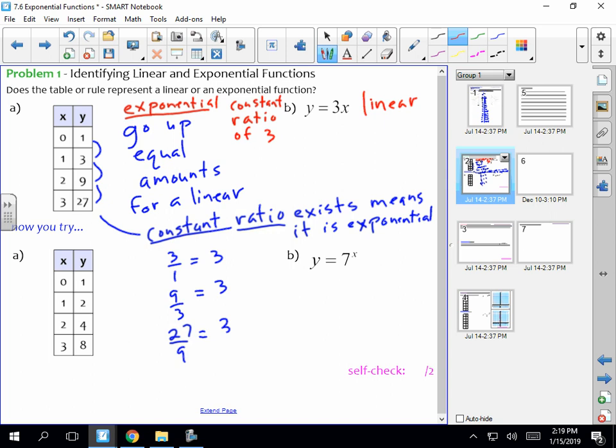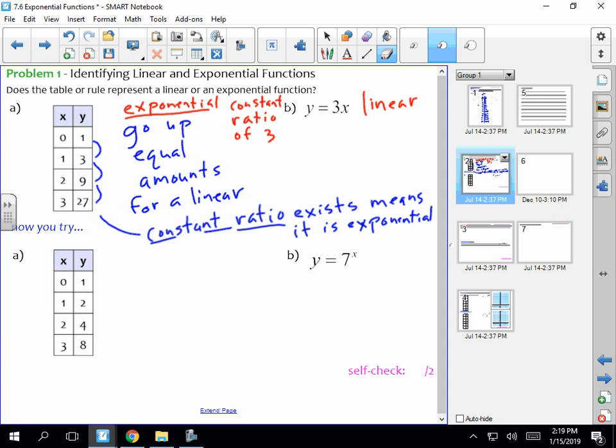What about down here with the table? That's exponential. Good, I did not trick you. I thought maybe I'd trick you with that one. It is definitely not linear because from here to here, that's a difference of 1, difference of 2, difference of 4. But if you look at it a little more carefully, it's a ratio of 2. 8 divided by 4 is 2, 4 divided by 2 is 2, 2 divided by 1 is 2. So this one is also exponential.